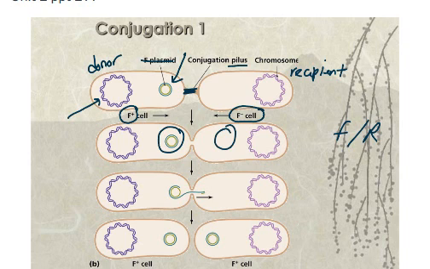Through conjugation, this rolling circle mechanism, notice that the genetic material is passing from the donor to the recipient. And then if you look at the final picture, the donor remained an F positive, which means it did not give up its entire plasmid, just a portion of it, which then made the recipient also become F positive. So now both the donor as well as the recipient contain the F plasmid.